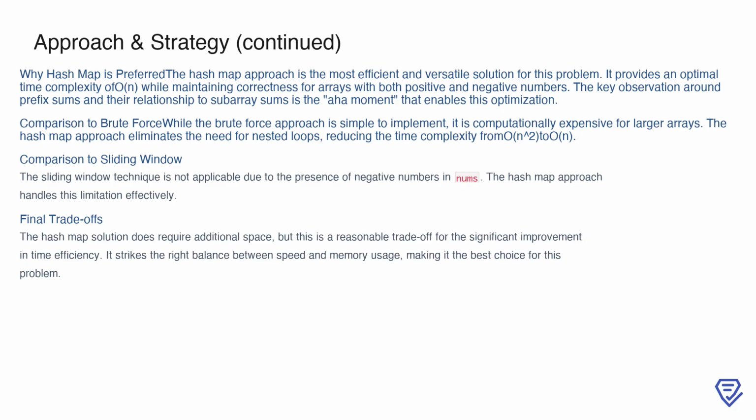When compared to the brute force approach, the hash map solution eliminates the need for nested loops, reducing the time complexity from O(n²) to O(n), which is a dramatic improvement. Unlike the sliding window technique, which fails in the presence of negative numbers, the hash map approach remains robust and reliable. While it does require additional memory to store the hash map, this is a reasonable trade-off for the substantial gains in runtime efficiency. Overall, the hash map solution strikes the right balance between speed and memory usage, making it the best choice for this problem.